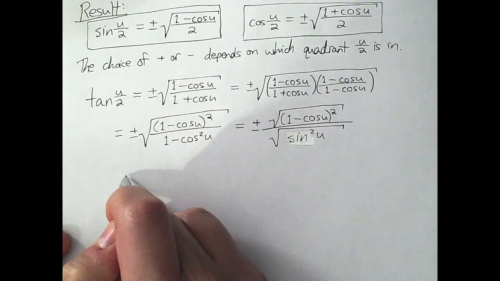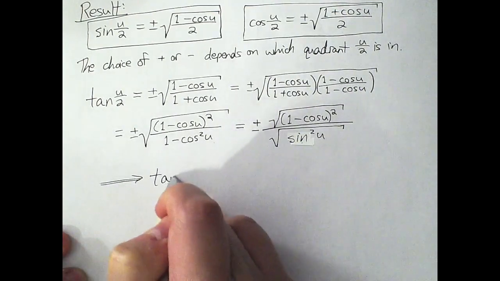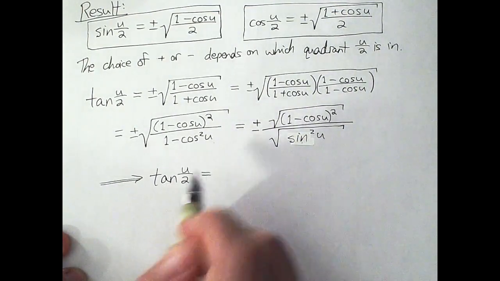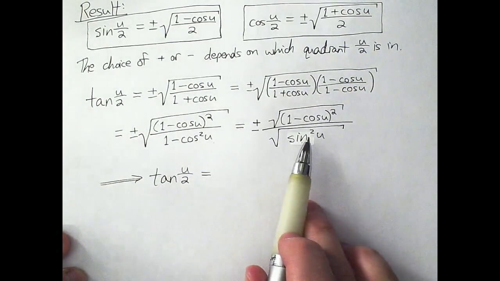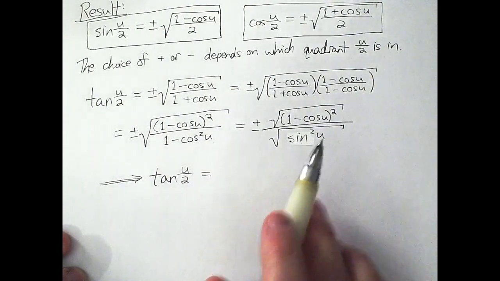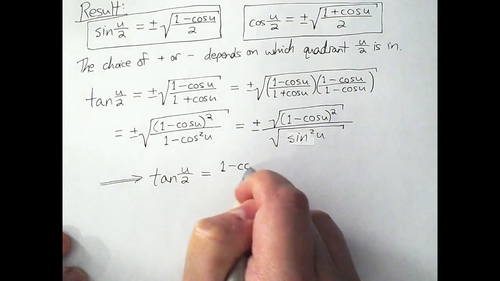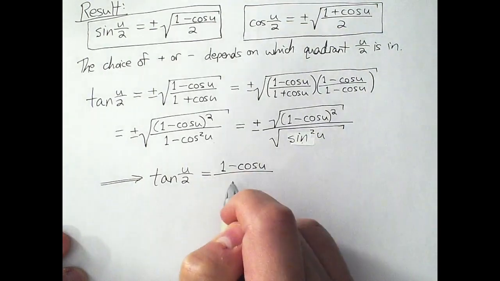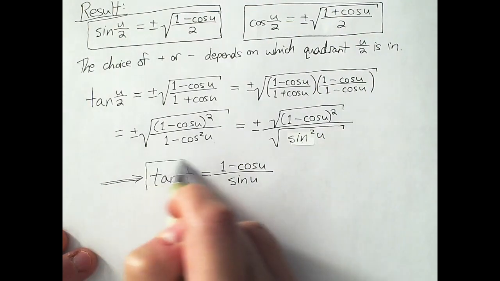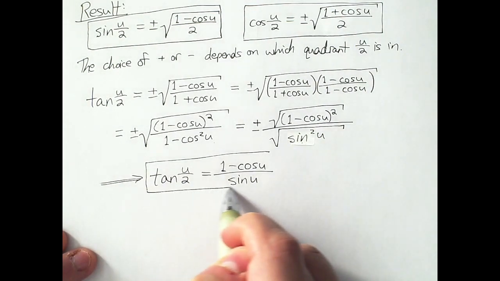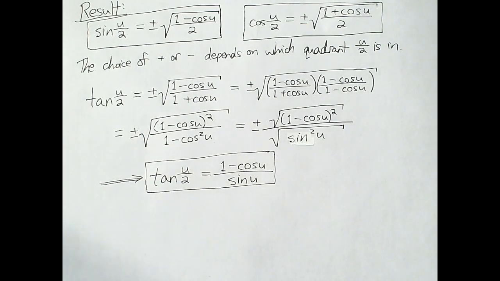So this equals, here, let's write this with the original left-hand side as well. So tangent of u over 2 equals, I'm going to get rid of the square root symbols and the squaring. Square root of something squared, we just get 1 minus cosine u up top, and we get sine u on the bottom. And I'll put a box around this, and this is the half-angle formula for tangent that shows up on the reference sheet.